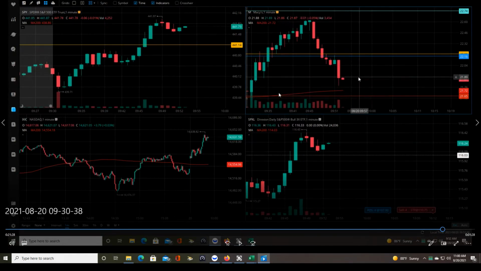This red horizontal line is point A of the ABCD pattern, because you could see there's the bottom right there on this candle, and the stock just went straight up from that point. It gave this little pullback here.